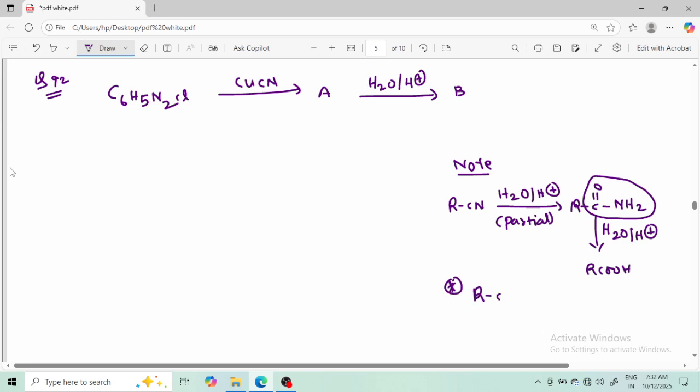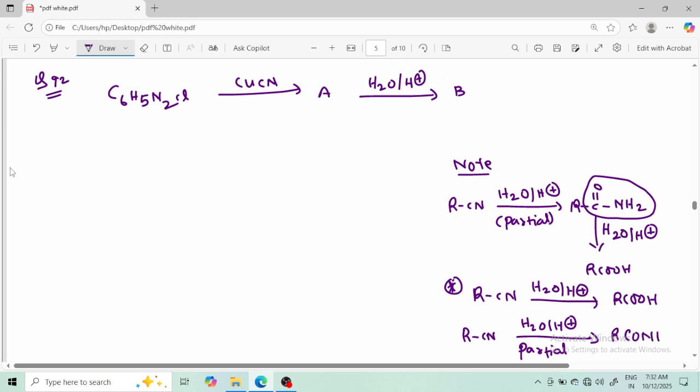To make it more simple, you can just remember it like this. If they just give you RCN and then just mention H2O and H plus, it directly changes to carboxylic acid. And if RCN is mentioned and they have mentioned H2O and used some words indicating that it's a half reaction or partial reaction, then this one will change to RCONH2, that amide. But since they have not mentioned any partial thing here, I'll be using the first reaction. This is from preparation of carboxylic acid, you can refer to that, it's given there. So now how we will do the solution.